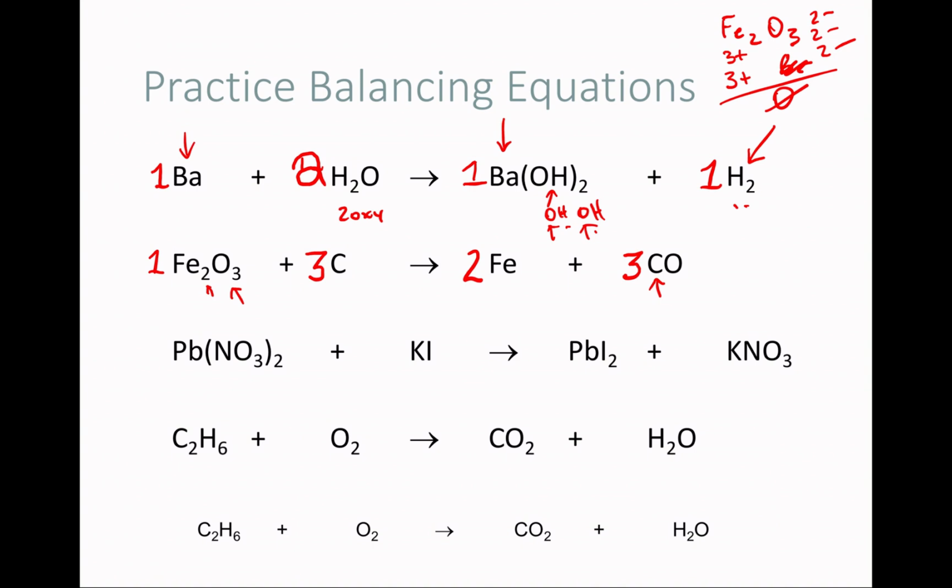In the next example here, I see a polyatomic here, and I see a polyatomic here, and that kind of grabs my attention because I can go after a polyatomic. So I'm going to go after nitrate. There happen to be 2 on this side, which is going to lead me to put 2 on this side. I get 2 potassiums out of that, so I'm going to balance that by putting 2 potassiums there.